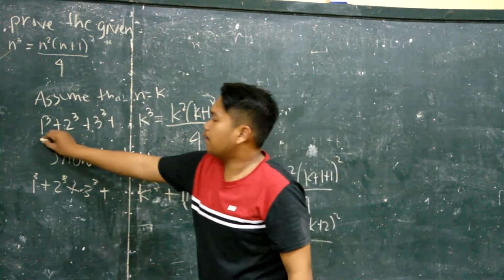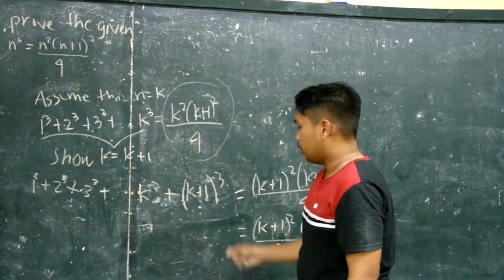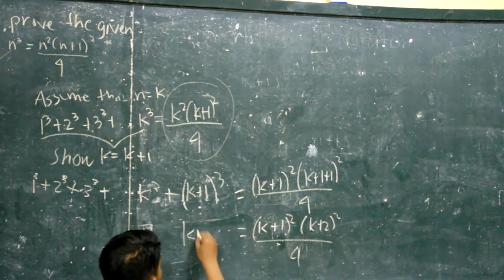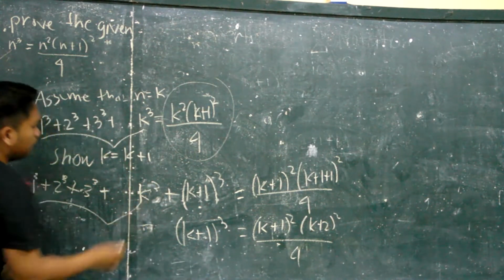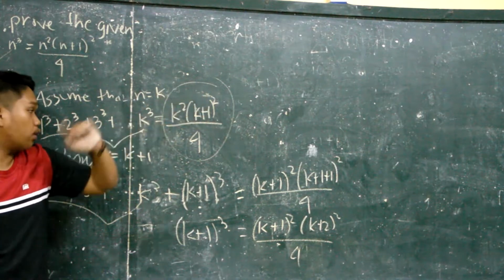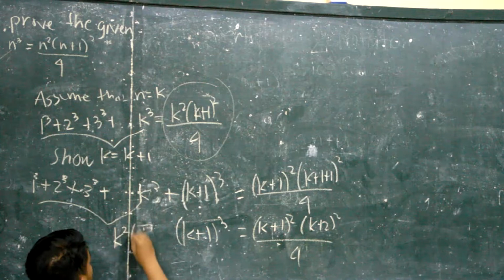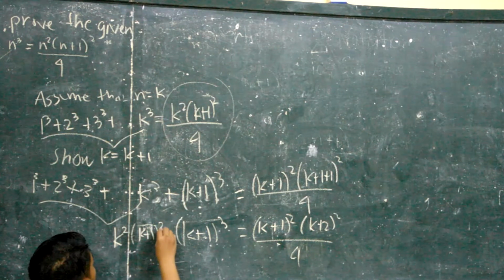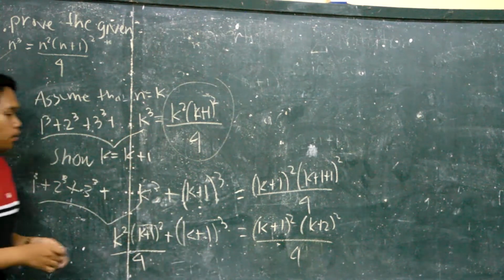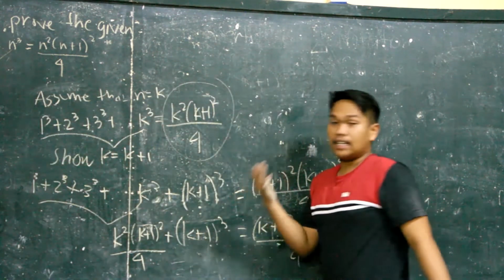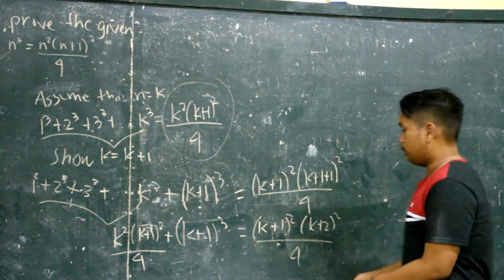Now, these terms here are equal to this equation. So bring down k plus 1 cube, and we all know that this here is simply k squared times k plus 1 squared over 4. So we are going to put this here. So k squared times k plus 1 squared over 4 plus k plus 1 cube. So we need to prove that the left term is equal to the right term.